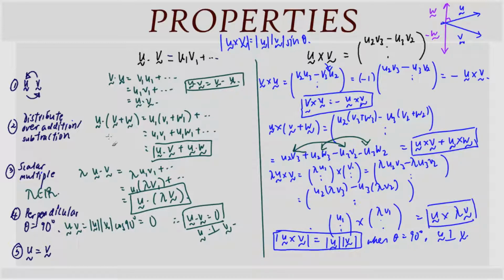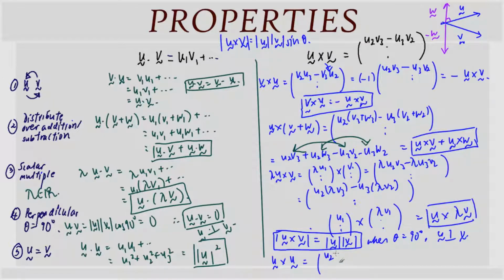And for u equal to v, for the scalar product, we have u dot itself equal to u1 times u1 plus so on and so forth, which is equal to u1 squared plus u2 squared plus u3 squared, which is equal to the square of the modulus of u. For the cross product, we have u cross itself equal to u2 u3 minus u3 u2, so on and so forth, which is equal to the zero vector.